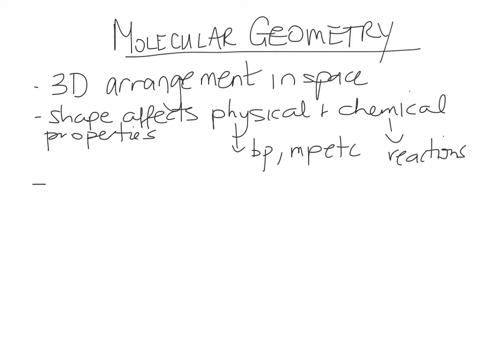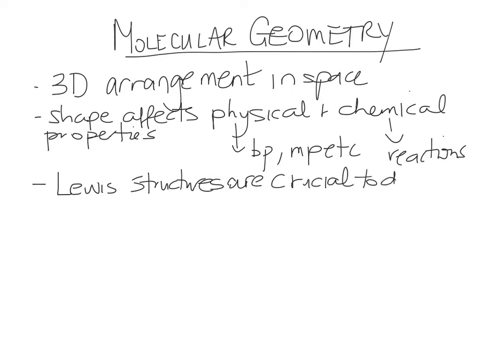The first step to getting a good, fairly accurate molecular shape is if we have a decent Lewis structure. So the correct Lewis structures are crucial to determining the shape. So do not take shortcuts when you're doing your Lewis structures.